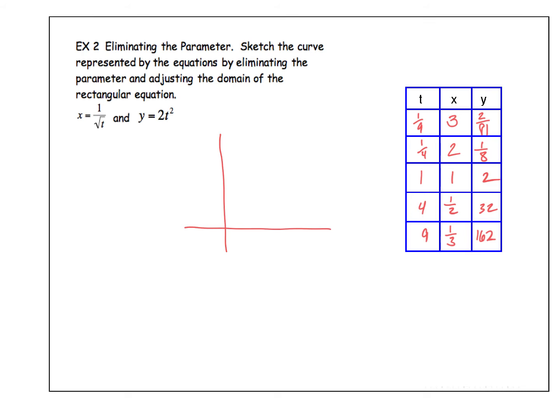At 3, which is where I start, roughly, I'm at something pretty small. Just put it right here. And we'll call this t equals a 9th. And then if I go to t equals a 4th, I'm at 2, and I'm a little bit bigger. So if I connected those, my arrow goes to the left, basically, right? And then when I'm at t equals 1, I'm at 1 comma 2. Okay, getting better.